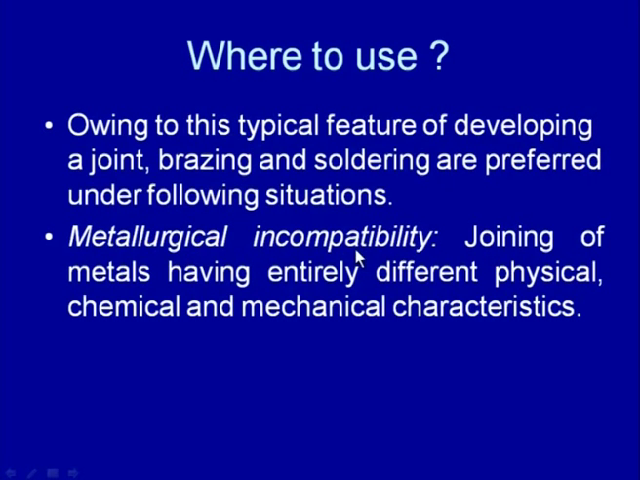These processes are found to be very effective when a joint is to be made between metal systems having entirely different physical, chemical and mechanical characteristics. Since no melting of the faying surfaces or the base materials takes place during this group of processes, the metallurgical incompatibility between the members being joined does not play any role. So, metal systems having metallurgical incompatibility in respect of physical, chemical and mechanical characteristics can be effectively joined using this group of processes.